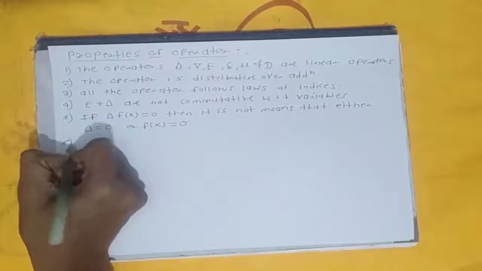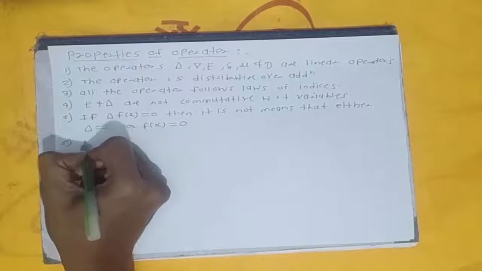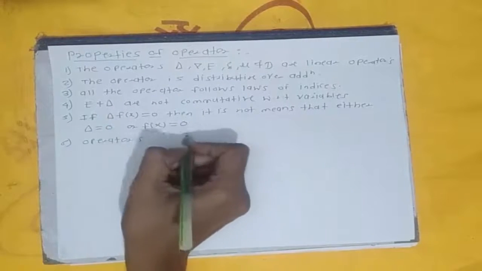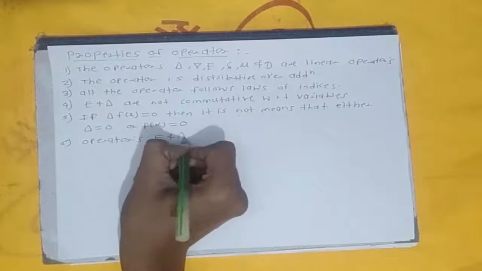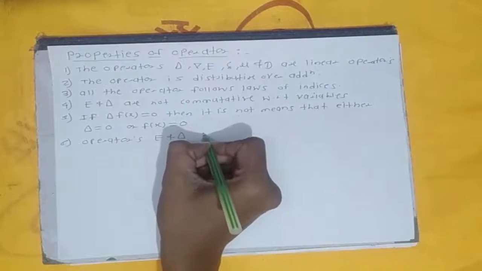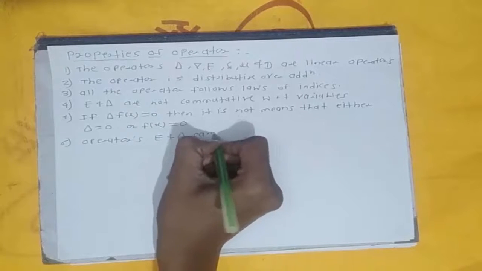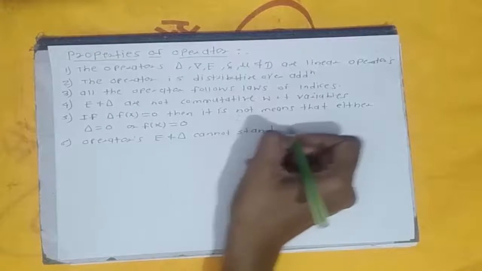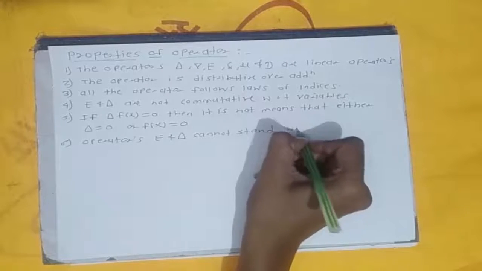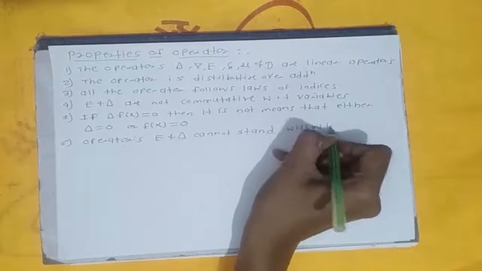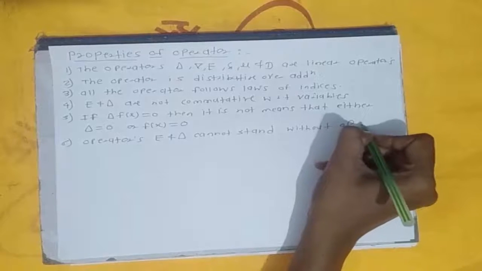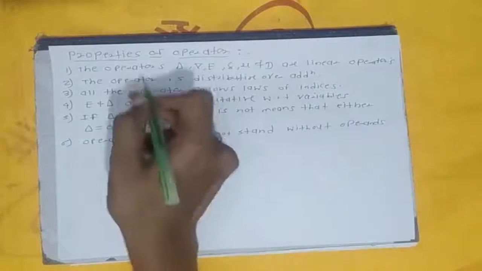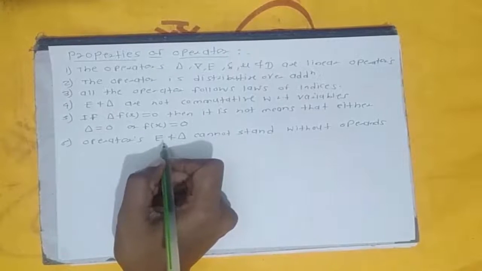Then the sixth one is, operators E and delta cannot stand without operands. So these are all the properties of operators.